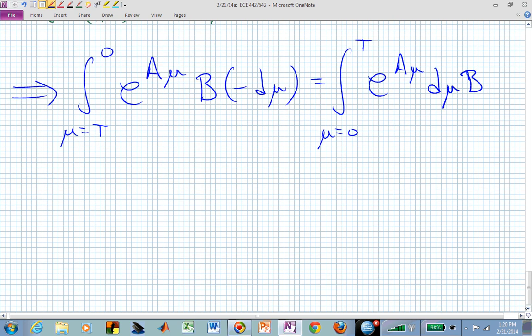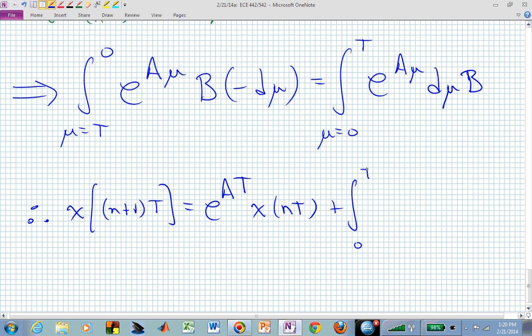With that simplification, just by a change of variables of integration, we now have x at time little n plus 1 capital T equaling e to the A T x of little n T plus the integral from 0 to capital T e to the A mu d mu B, and now we have that term in square brackets earlier times, or scaled by, or shaping the direction in which the input u is propagated into or through the state vector.